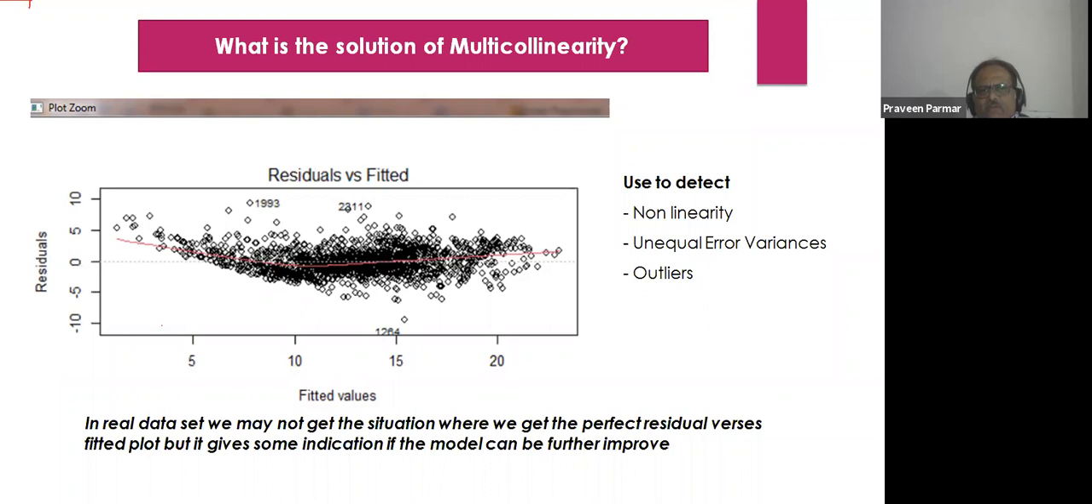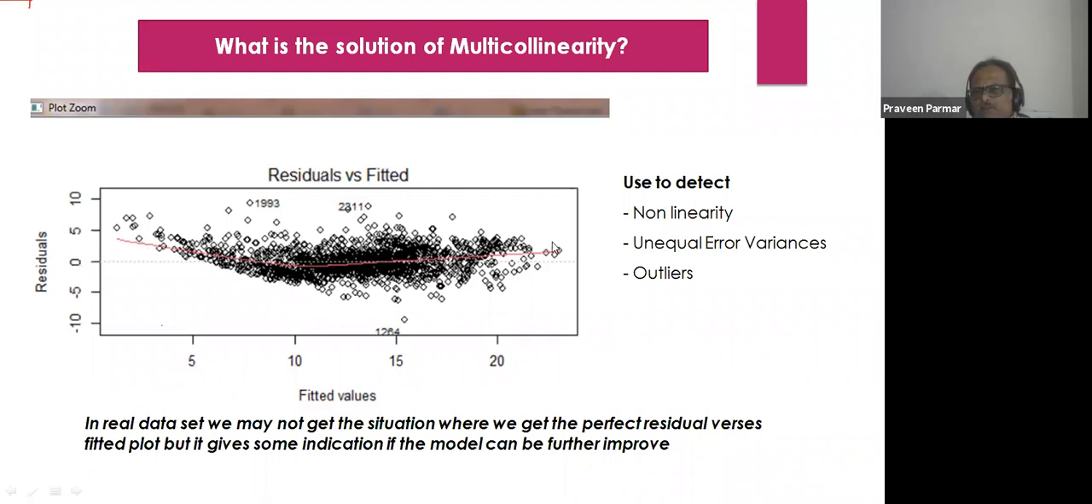Here you see the fitted values and residual graph, which I explained earlier, where we also look for homoscedasticity and which is used to detect non-linearity, unequal error variance, and outliers. In a real data set, we may not get the perfect residual versus fitted plot, but it gives some indication of whether the model can be further improved.